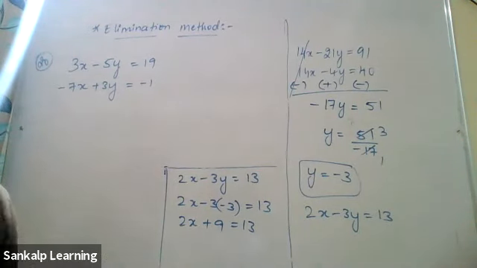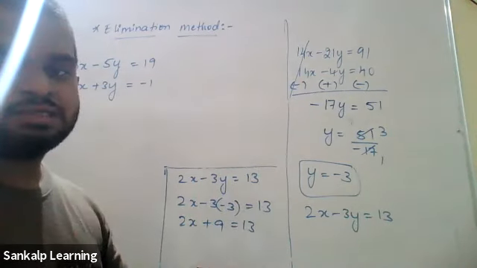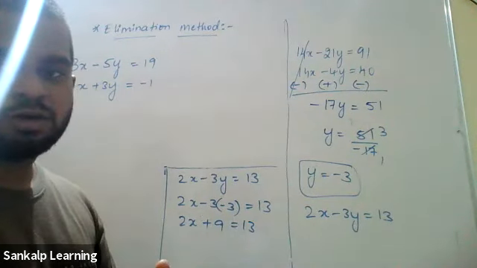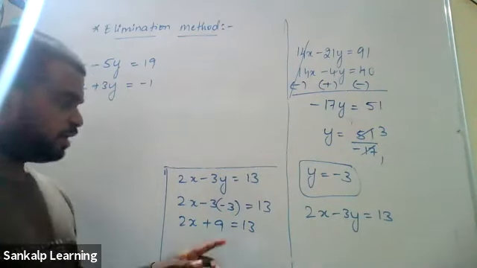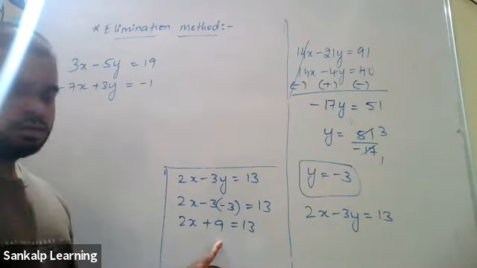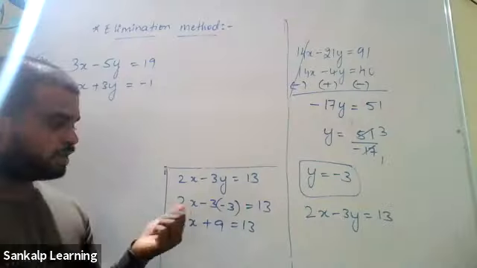Sir, for the second one, is the value of x minus 2 or plus 2? Plus 2. 13 minus 9 is 4. 2x is equal to 4. x is equal to 4 by 2. I've done it here. Sir, where have you gone wrong? How come you got minus 2?